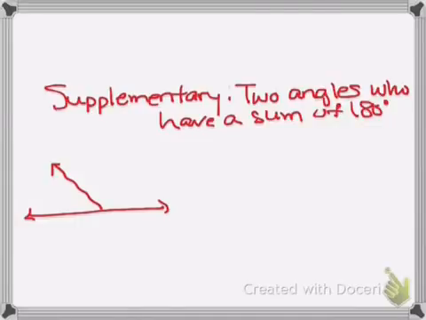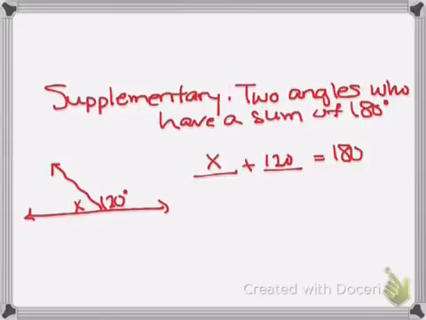Now remember, supplementary means you have two angles who have a sum of 180 degrees. So once they start giving us more information like a missing value that's x and another angle that's 120 degrees, this is the way you set up any two angles that are 180 degrees, supplementary angles. You're going to say one angle plus the other angle equals 180 degrees. And whatever information they've given us is what I'll put into those two blanks. X plus 120 equals 180 degrees.